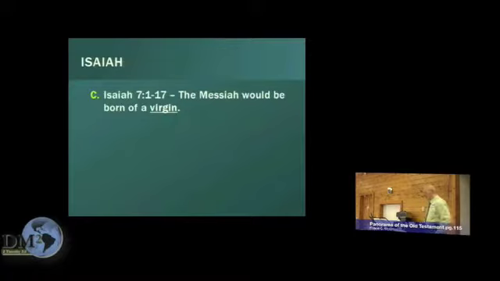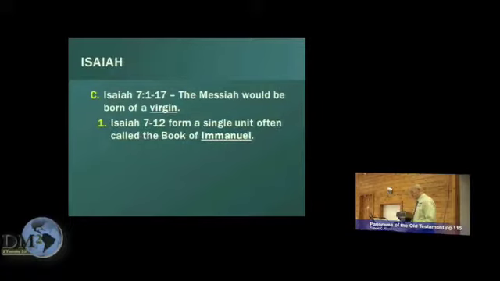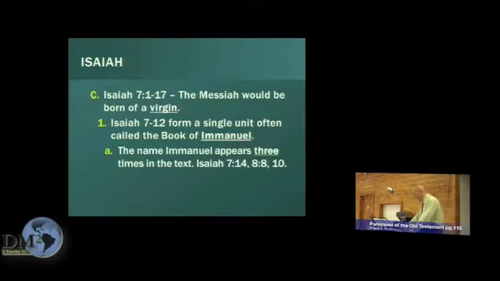In Isaiah 7, 1-17, we have a major prophecy. The Messiah would be born of a virgin. So we're going to study this just a little bit. Isaiah 7-12 form a single unit, often called the book of Emmanuel, God with us. The name Emmanuel appears 3 times in the text. That's why it's called the book of Emmanuel. You have it in 7:14, which we will read, and you have it in 8:8 and 8:10.